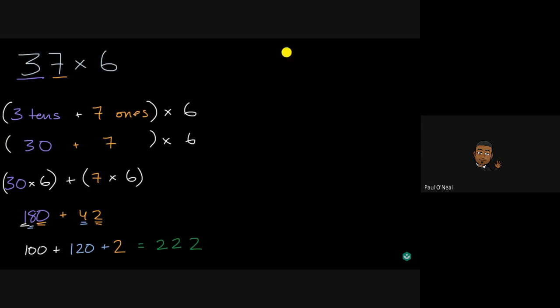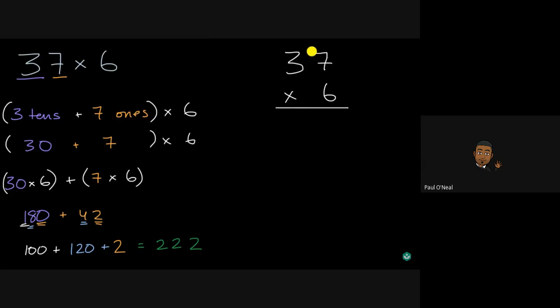Let me write it this way, 37 times 6. I'll view this column here as where I want to write my ones places, and this column here as where I want to write my tens places. And if hundreds places show up, I'll write it over there. That's just really to keep track of things. And then I can do the same thing. I could take my 6 and say, all right, this is the same thing as 3 tens times 6 plus 7 ones times 6. And I could do it in either order.